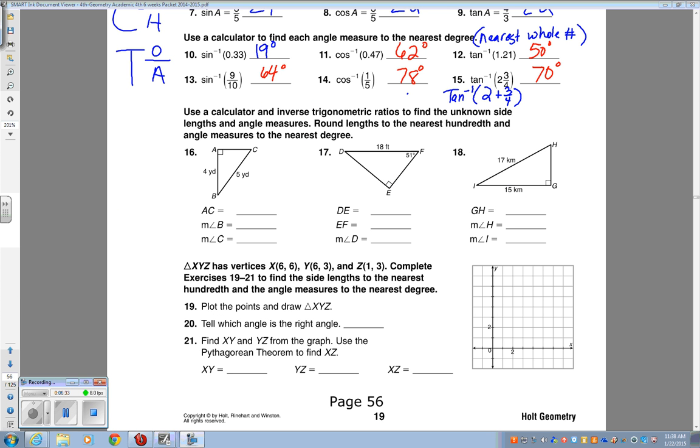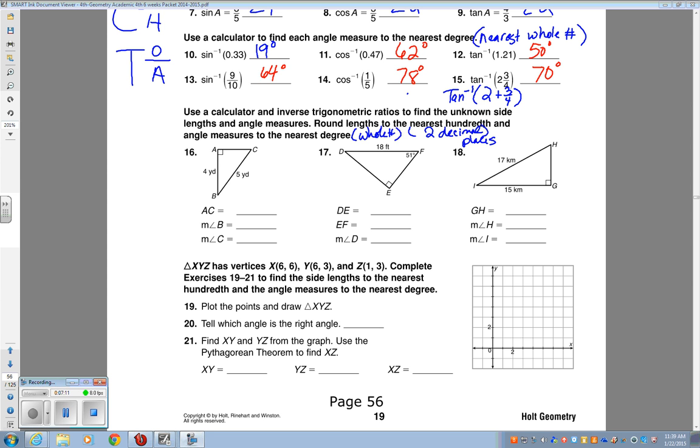Okay. We're going to finish 16 through 18, and then we're going to finish your worksheet. So, on 16, you have to use a calculator and inverse trigonometric ratios to find the unknown side lengths and angle measures. We're going to round to the nearest hundredths and to nearest degree. Alright, who knows how many decimal places would be for the nearest hundredth? 1, 2. Yeah, so this would be 2 decimal places. Alright, but if I do nearest degree, what would that be? Whole number, okay.